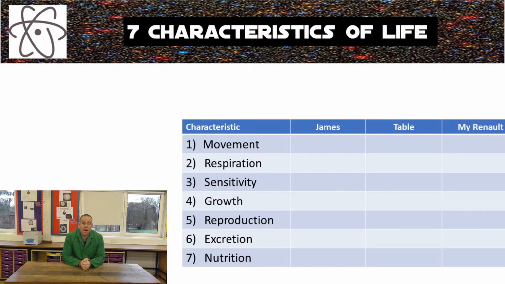The next column we're going to have me. I'm assuming I'm alive. I probably was when I made this. I'm then going to have this table as my 3rd column. And finally, I'm going to have my car, which, alas, is not a Ferrari, it's a Renault. But we'll use that as our example. So let's go through the list on each one, and we'll tick and cross. So we start with movement.